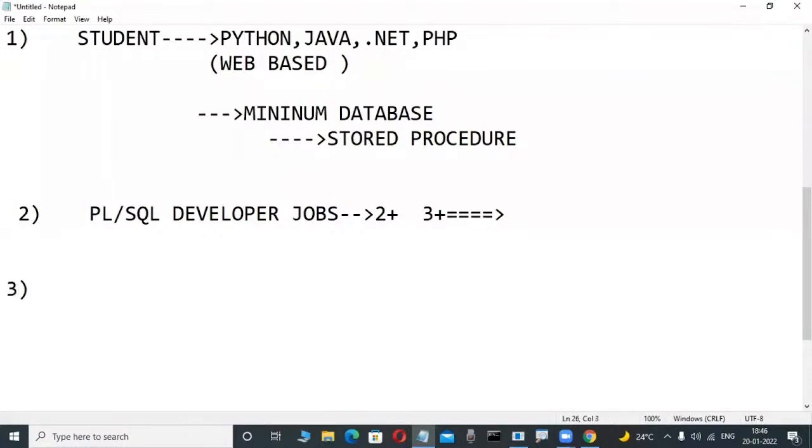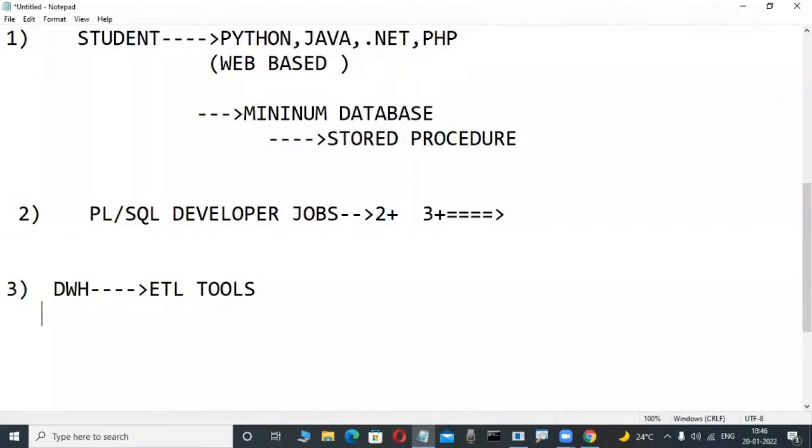Another type of person: nowadays, so many persons do not have very good knowledge of coding, maybe not technical persons. They want to move into software. In that case, one type of job is there: data warehousing technologies. In that, ETL programmers and reporting programmers are there. Extraction, transformation, and loading, ETL tools are there.